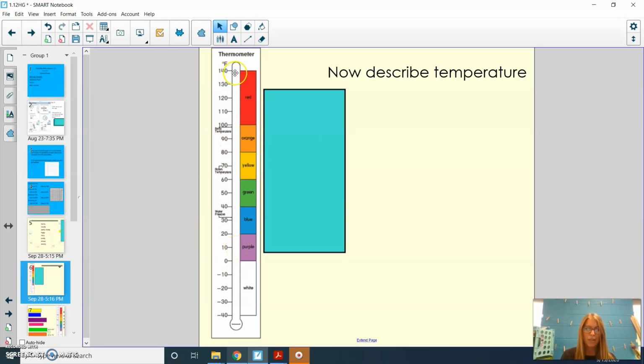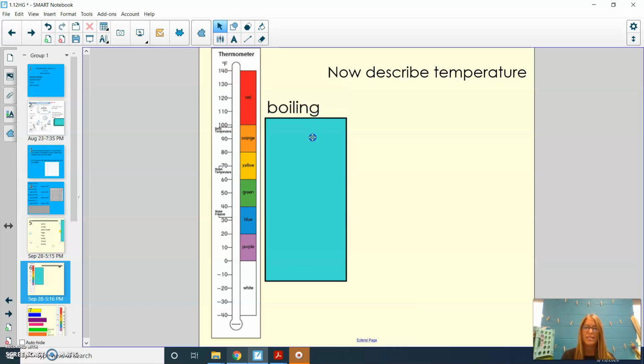So this is my example of a thermometer, and we're talking about degrees Fahrenheit. So when I see that little circle with the F next to it, that F is standing for Fahrenheit. So you can see the amounts that I have. My thermometer goes all the way from -40 up to 140. So if you look at the temperature in the red, anywhere in the red would be considered boiling, especially if it was with water. Then in the orange would be hot.